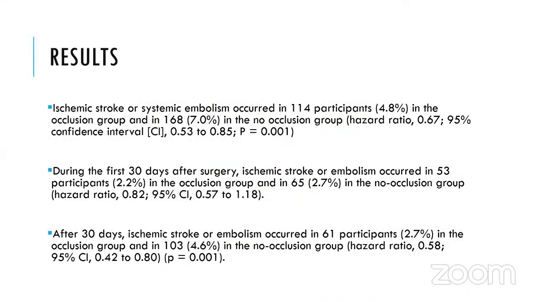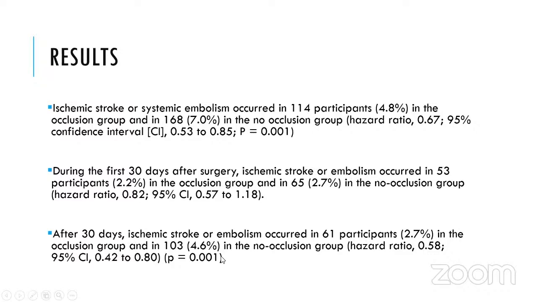The results of these trials showed that ischemic stroke occurred in about 4.8% in the occlusion group and 7% in the no occlusion group, with a hazard ratio of 0.67 and a p-value of 0.001, which is significant. During the first day of the first 30 days after surgery, ischemic stroke was found in 2.2% in the occlusion group versus 2.7% in the no occlusion group.